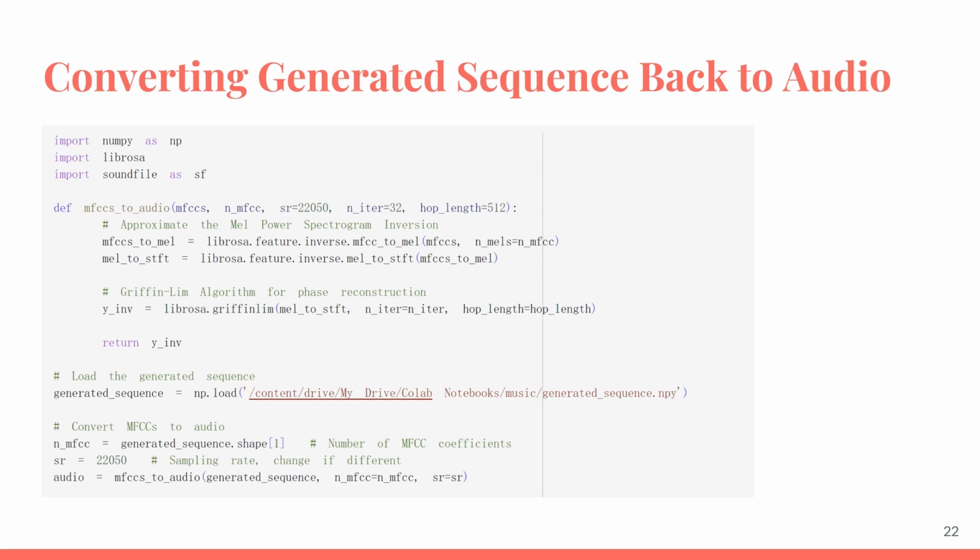So in this MFCCs to audio function, it converts the generated MFCC sequence back into an audio signal, and it involves approximating the mel spectrogram from the MFCCs and converting it back to an audio signal. We use the STFT, which is short-time Fourier transform. And then the algorithm we use is called the Griffin-Lim algorithm, which is used to reconstruct the phase. And lastly, we load and process the generated sequence, which we load from the saved NumPy file and then convert it back to audio. And in the last line of code, the generated audio is a WAV file and it is saved to the Google Drive.